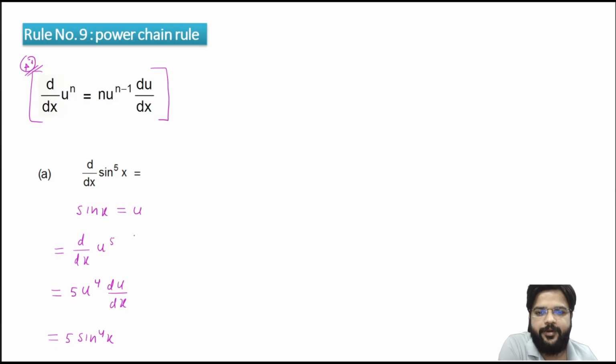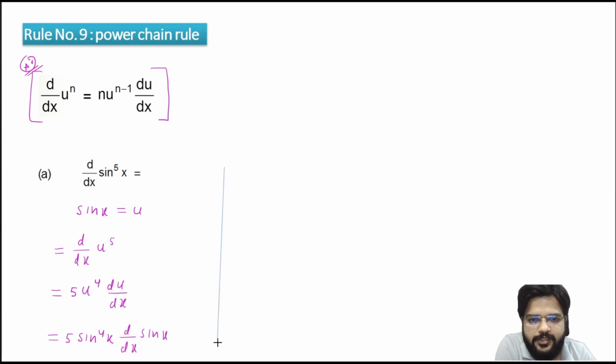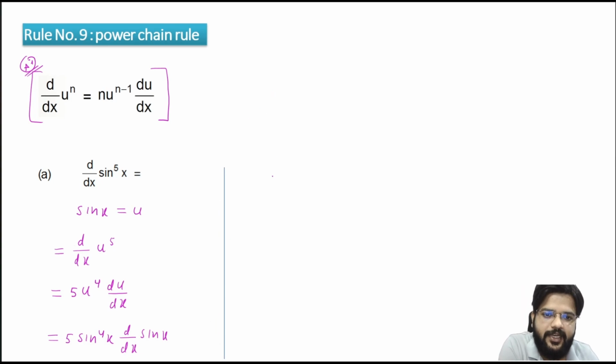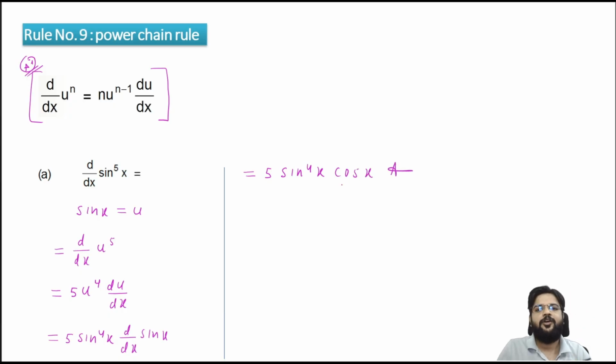So du by dx is what, everyone? u is sine x, so I am replacing u with sine x. Now we are differentiating sine x. Tell me, what is the differentiation of sine x? Think about it. The differentiation of sine x is cos x. So can I write here 5 sine power 4 x, and the differentiation of sine x is cos x. So this is the final answer, everyone. Correct? So if a function has some power and we want to differentiate, then we will apply the power chain rule.